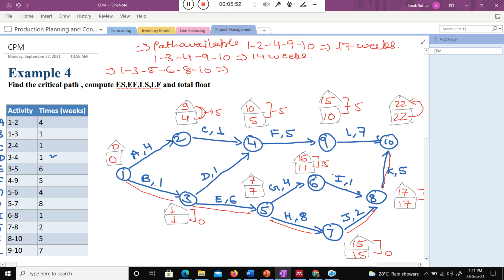With respect to what is the time there? 1 plus 6 is 7, 7 plus 4 is equal to 11, 11 plus 1 is equal to 12, 12 plus 5 is equal to 17. Everyone getting 17?